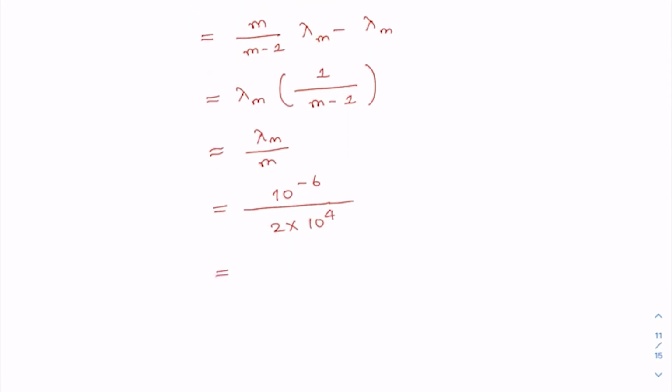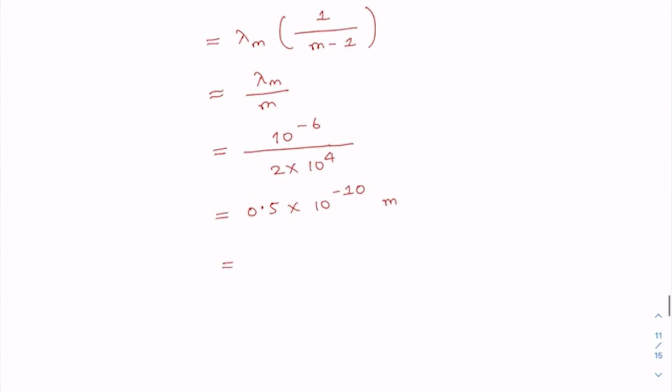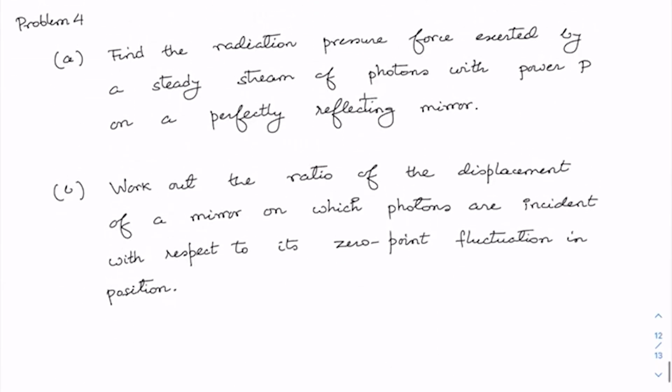And if we do this, we will get 0.5 into 10 to the power minus 10 meter, which I can write as 0.05 nanometer. So this is the required answer. Now let us work out this problem.